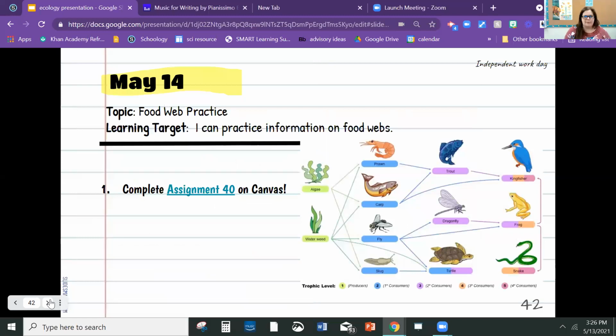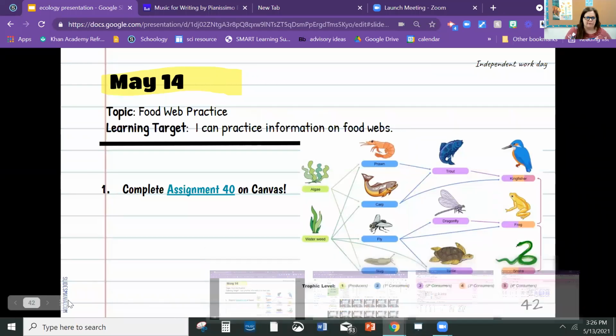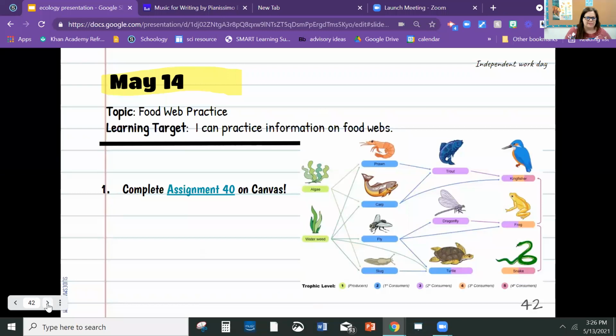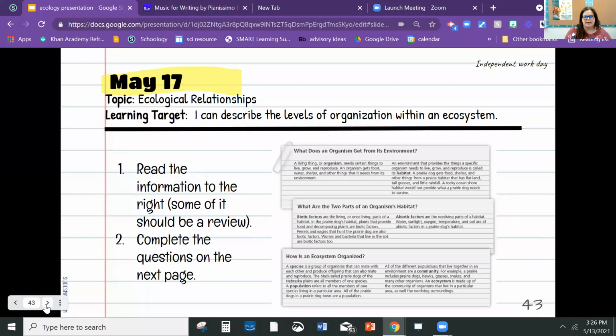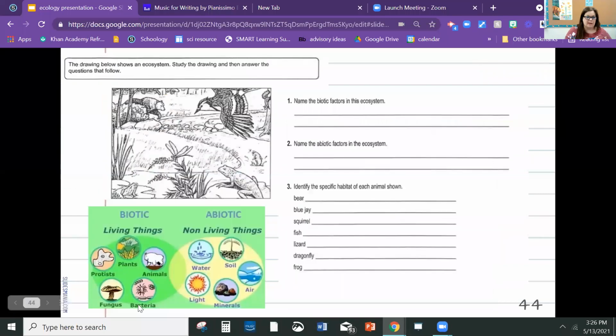So tomorrow we're going to practice that. Really nice visual here with the different trophic levels and different colors for you. So again, practicing information for tomorrow on food webs. And then Monday we switch to another topic, and that is ecological relationships. So we're starting with different levels of organization. There's just a little bit of reading here to do, and then some questions to answer. A lot of this is a review for Monday.